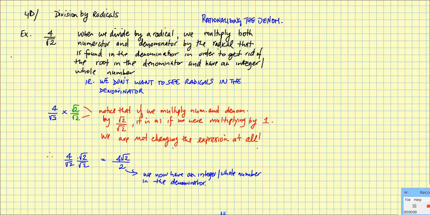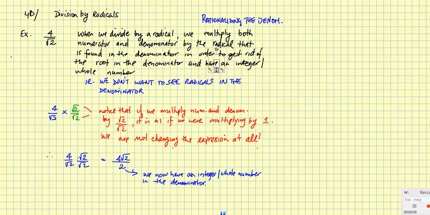If I were to have, for example, let's take the example that we've got here of 4 over root 2. Now, if I were to multiply the top and the bottom of this fraction, so the numerator and the denominator, by root 2 over root 2, it would be as if I were multiplying by 1. So I'm not really changing the expression in any way if I'm just multiplying by 1.